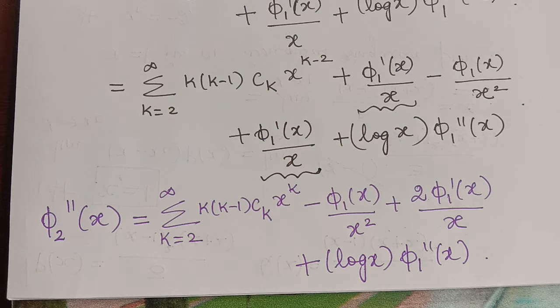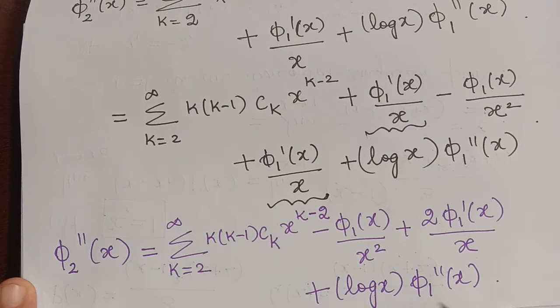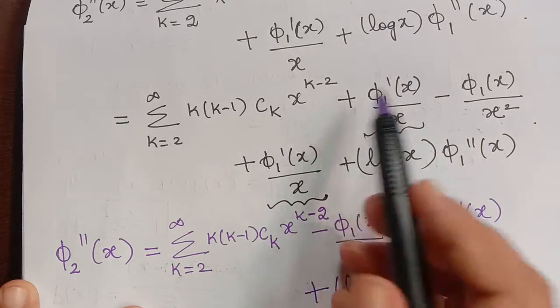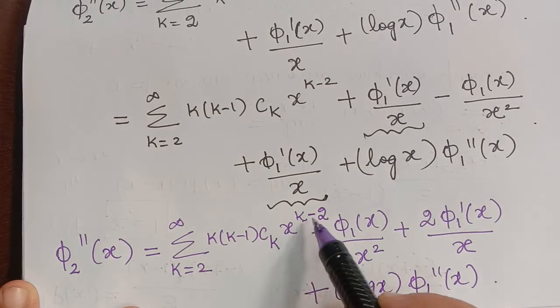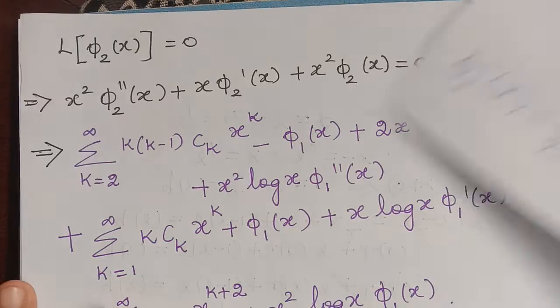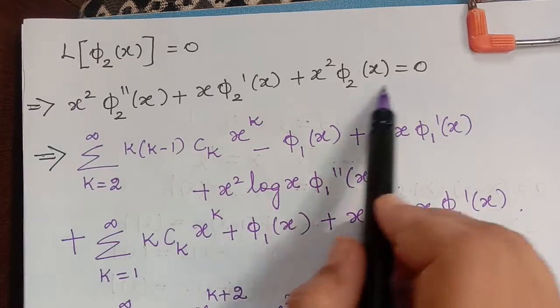So we have obtained phi 2 dash of x and phi 2 double dash of x. Now we have to substitute all this in our equation L of phi 2 of x equal to 0. So before substituting, here it should be k minus 2, because we have k minus 2 here. So right here, x to the power k minus 2. Now we will substitute all this in L of phi 2 of x equal to 0. So this is the equation.